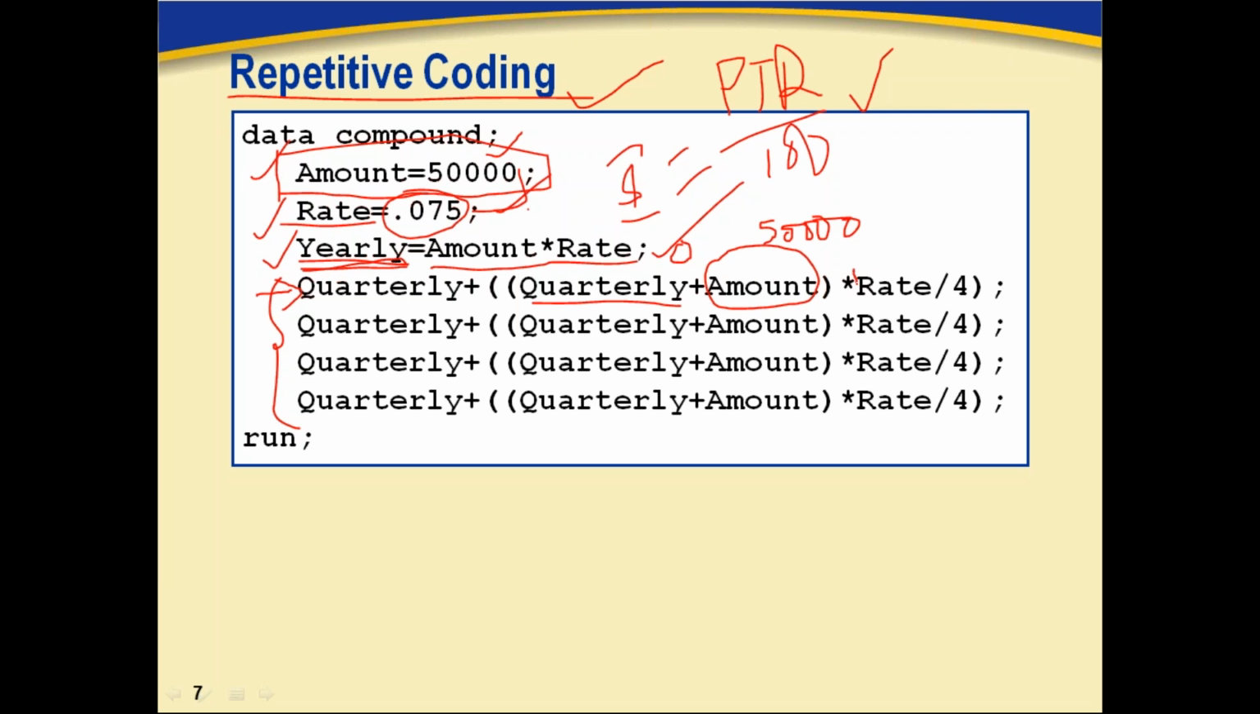On this 50,000, we apply the rate of interest. So what is the rate of interest? It's rate divided by 4. Why have we given 4? We need to calculate on a quarterly basis, so we have 4 quarters. So I am dividing this 0.075 by 4.